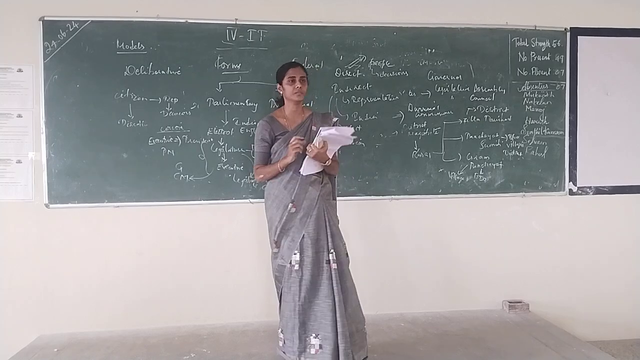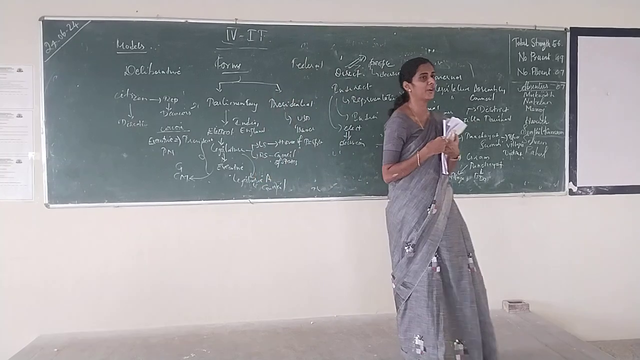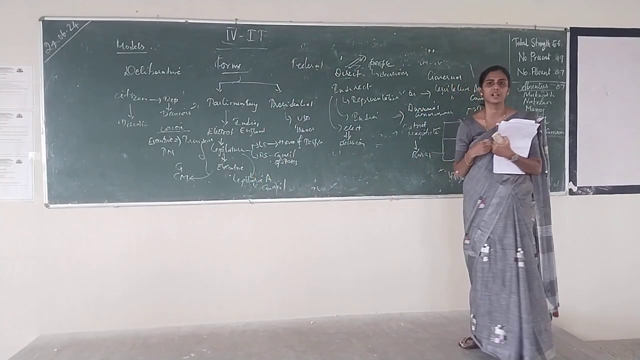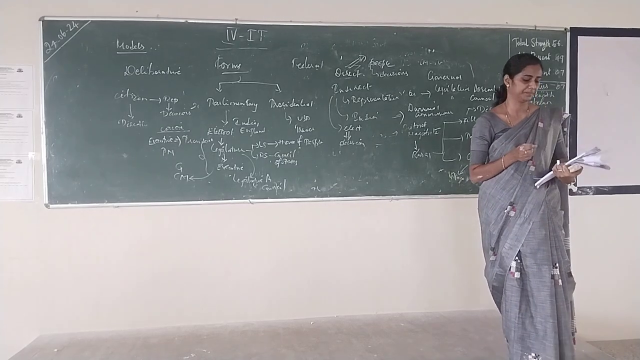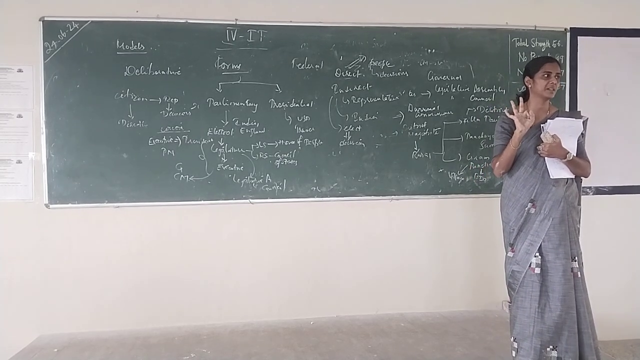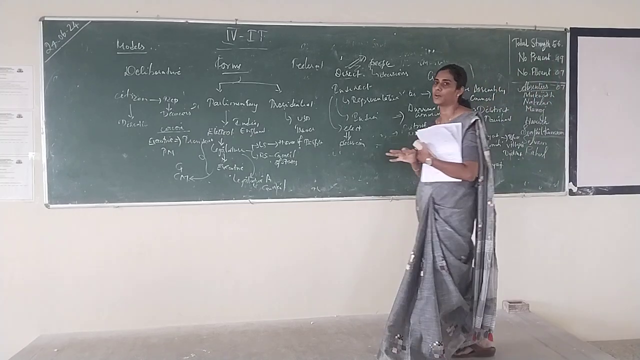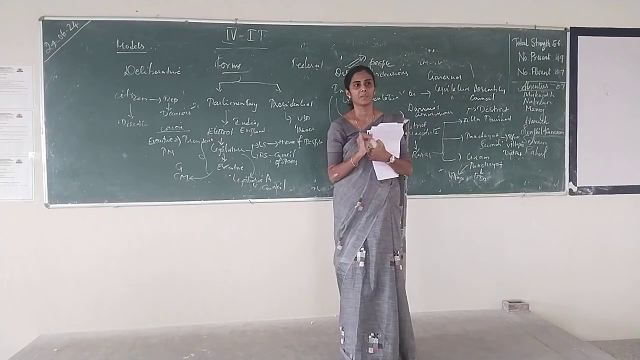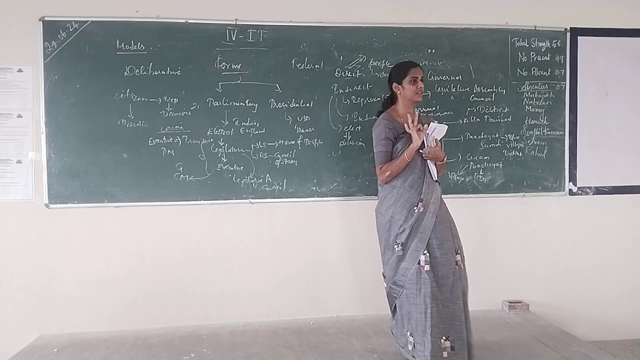Third one is the parliamentary form of government. That is, you are going to have the President plus Lok Sabha plus Rajya Sabha.